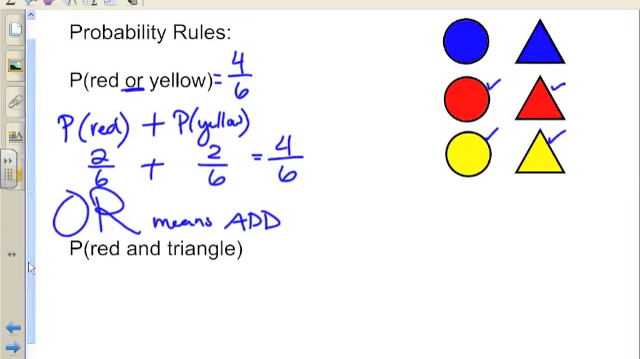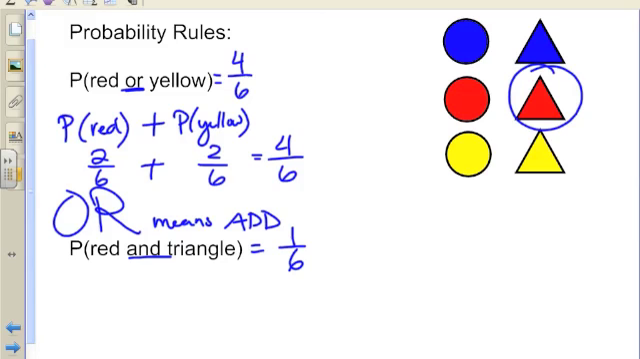All right, what about the word and? Well, if I come back to my picture and I'm looking for something that is red and a triangle, it has to be both characteristics at the same time. Clearly, there is only one thing that is both red and a triangle. So the answer is going to be 1/6.